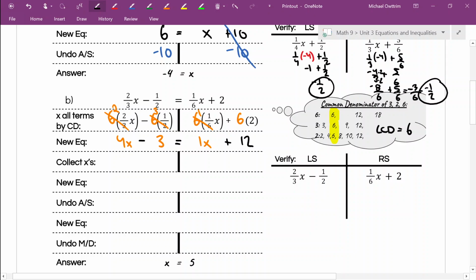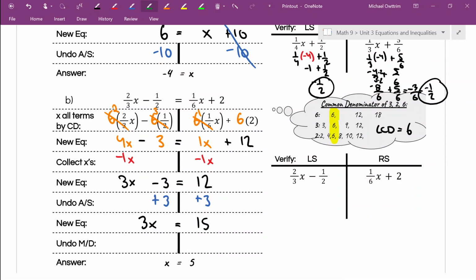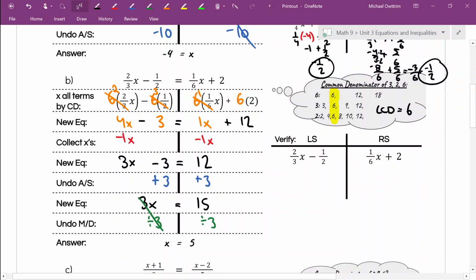Okay, next thing to do is collect our x's. So the opposite of positive 1x is minus 1x, and we'll do that to both sides. This will give us 3x minus 3 is equal to 12. We'll go ahead and undo our subtraction by adding 3 to both sides, and this will give us 3x is equal to 15. And we'll finish up by undoing our multiplication by dividing both sides by 3, and that'll give us our correct answer of x equals 5.